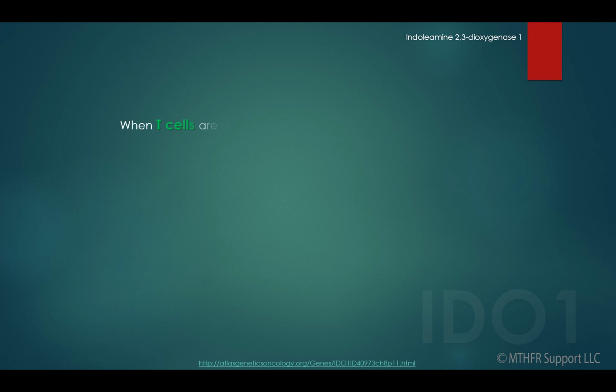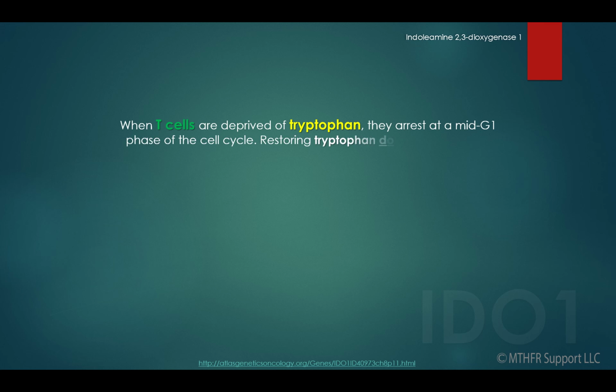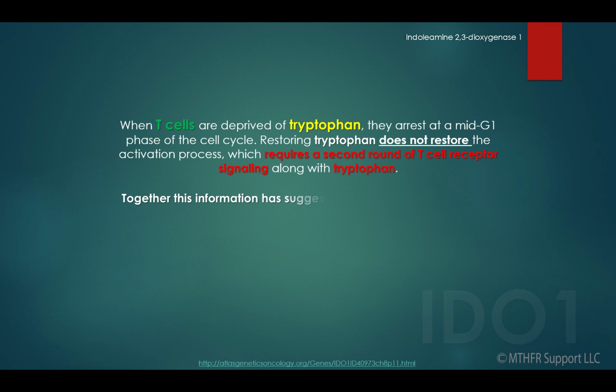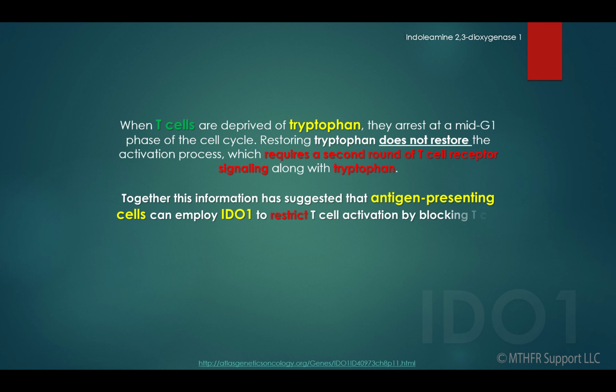When T cells are deprived of tryptophan, they arrest at a mid-G1 phase of the cell cycle. Restoring tryptophan does not restore the activation process, which requires a second round of T cell receptor signaling along with tryptophan. Together, this information has suggested that antigen-presenting cells can employ IDO1 to restrict T cell activation by blocking T cell proliferation due to tryptophan catabolism.